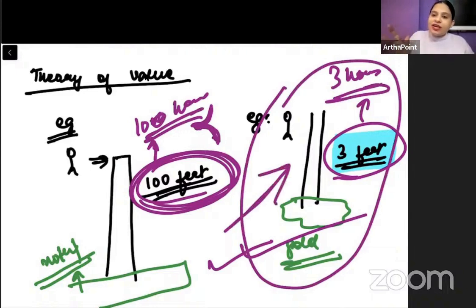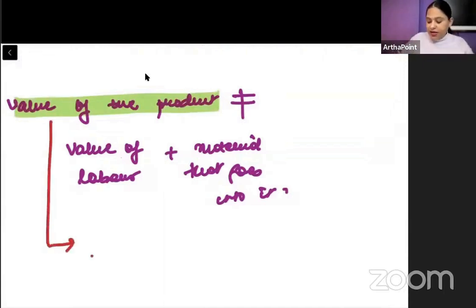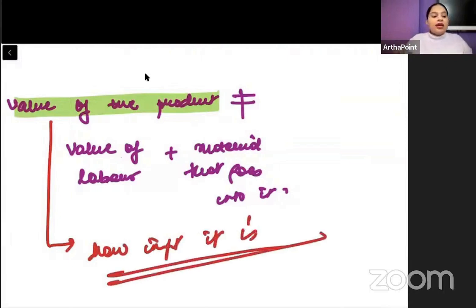तो इससे फर्क नहीं है कि कितना लेबर दिया, कितना मटेरियल दिया, कितना raw material I used. That will not determine the value of the product. No, it is determined by how important it is. कितना important है, that will determine the value of the product. And this concept is called the theory of value. And this is one of the most important concepts given by the Austrian school. बहुत important है.